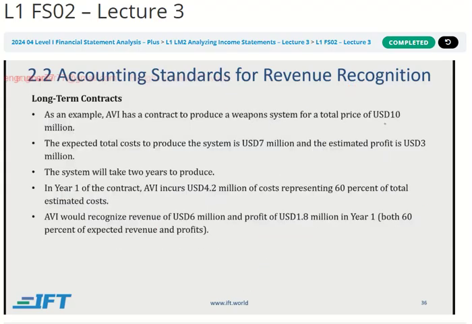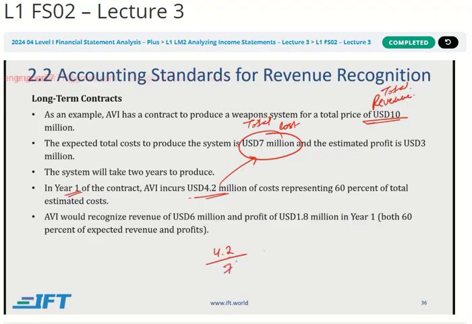So let's say they have a total revenue of 10 million, right? This is the total revenue they are going to recognize, and the total cost is expected to be 7 million. Now, in year 1, 4.2 million of the cost is done. So 4.2 over 7 is going to be multiplied with 10, and this gives you 6 million. So you're going to recognize 6 million of revenue in the first year, right? And similarly, the profit will be in the same percentage as well.